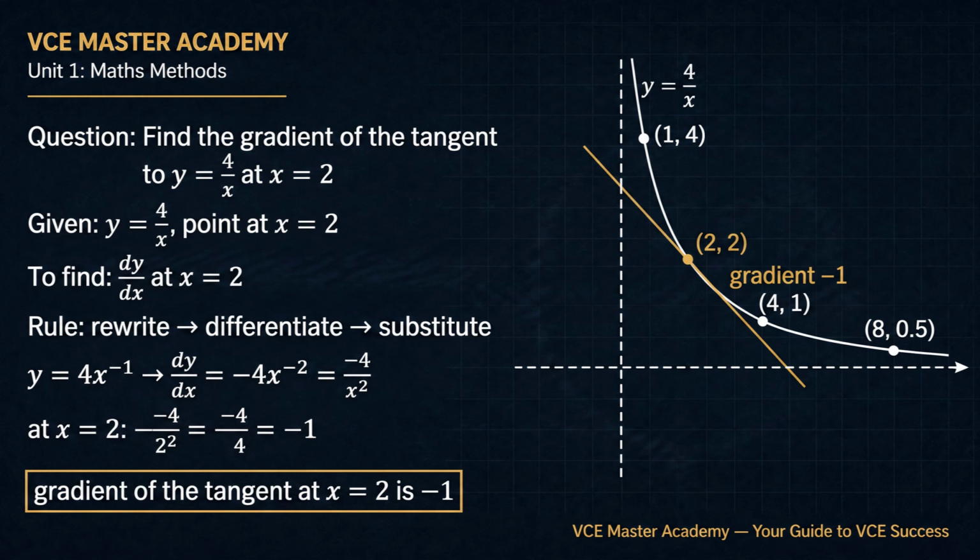Box it. Now look at the picture, because it tells you something lovely. The curve is sliding downhill, so of course the gradient came out negative. In fact, negative 4 over x squared is negative for every single x, which means this curve goes downhill everywhere, on both branches. When your algebra and your picture tell the same story, you can walk into the exam calm.